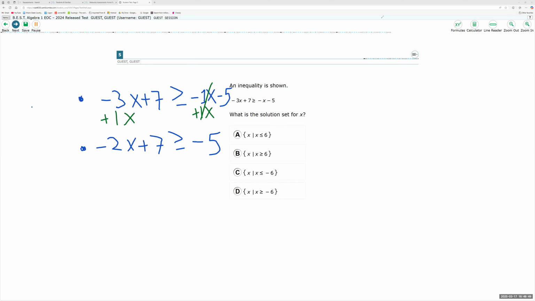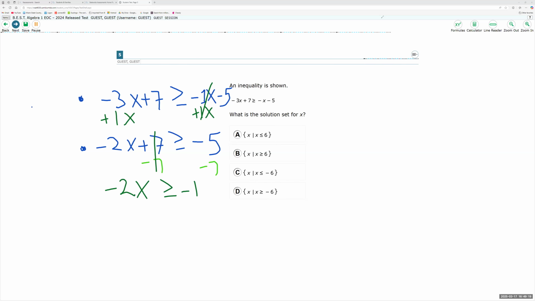Okay, to leave the -2x alone, I need to take care of the +7 by subtracting 7 from both sides. Remember that when you subtract from a negative, you're actually adding, because you have a -5 and then another -7. So it's like double the expense, double the negative. -2x, then that's 0, greater than or equal to -12.